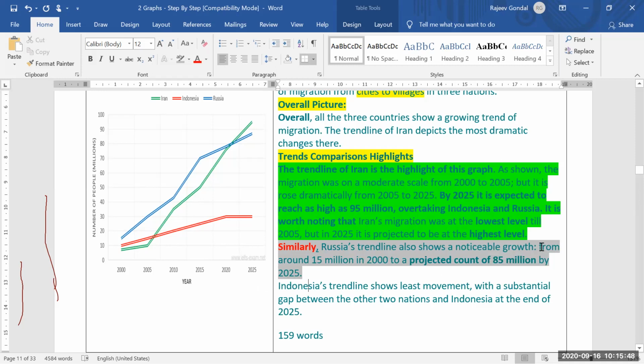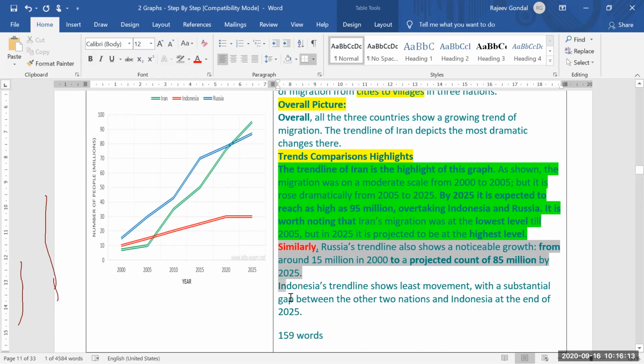So we are using the structure of from and to. So from this point, it has reached to this point, to a projected growth of. So from Russia's trend line also shows a noticeable growth from around 15 million in 2000 to a projected count of 85 million by 2025.